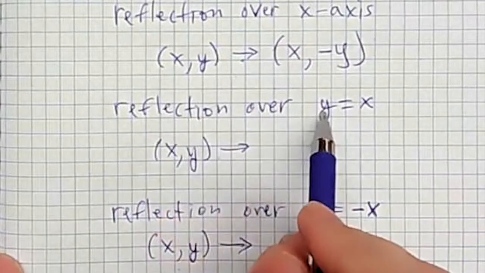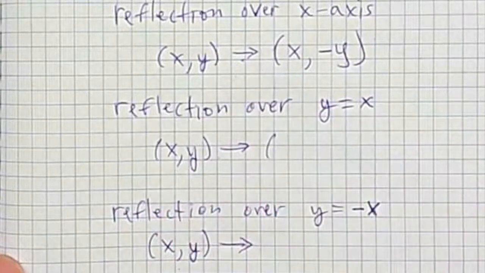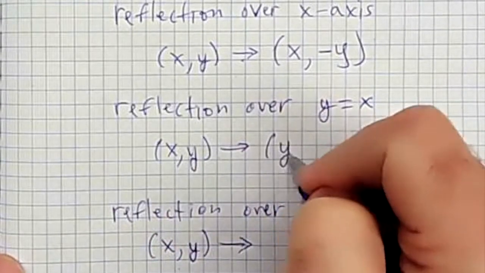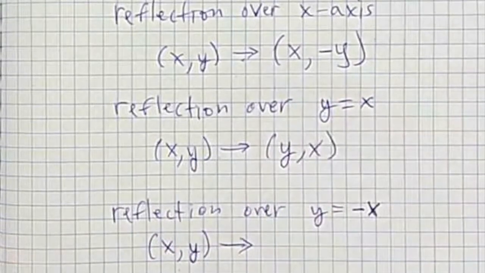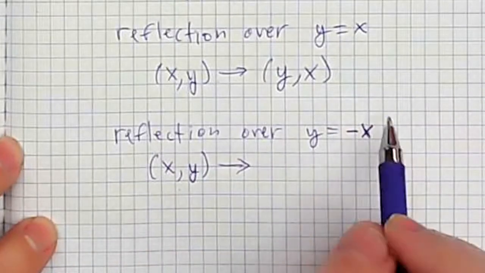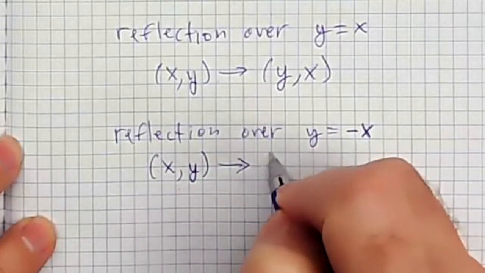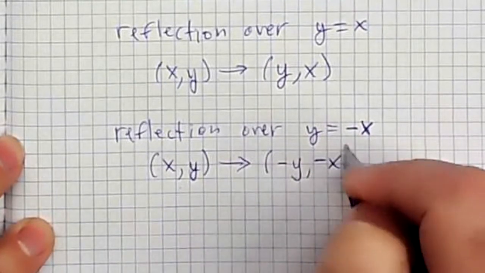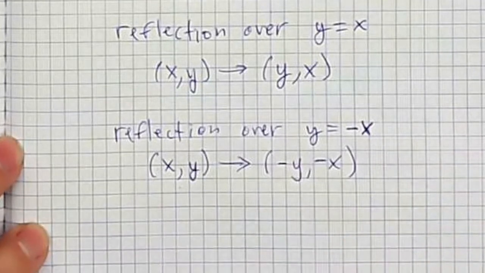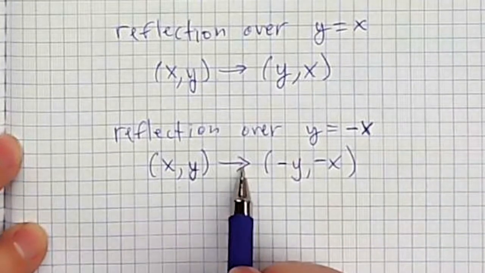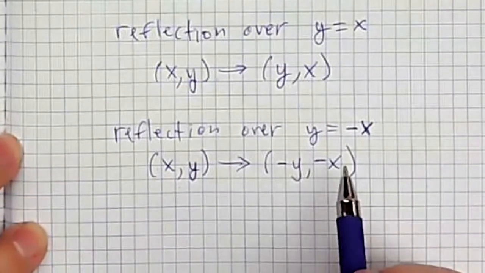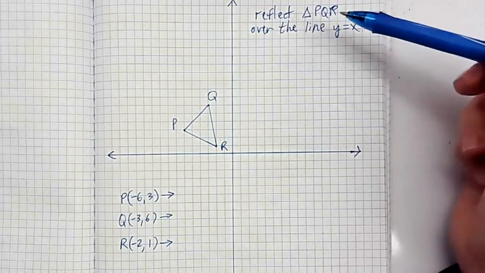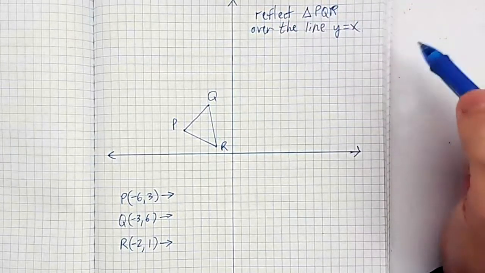When we reflect over y equals x, remember that's the one where the values switch, right? We call that an inverse. So (x, y) maps to (y, x), right? And then the reflection over y equals opposite x, not only do x and y switch places, but they also switch signs, right? So our rule for reflection over y equals opposite x is (x, y) maps to (opposite y, opposite x).